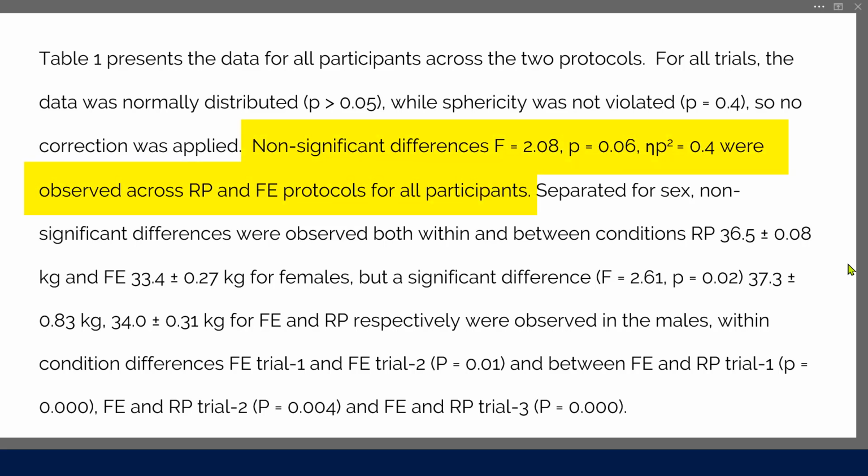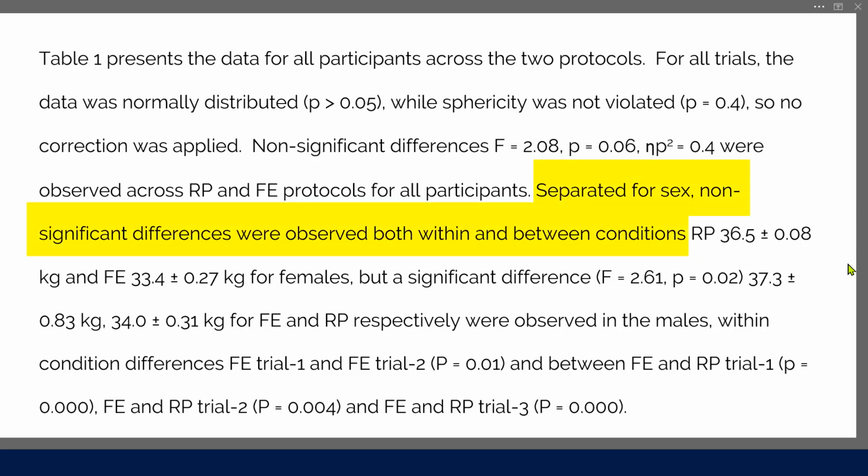Non-significant differences, F equals 2.08, P equals 0.06, and then this, what's called NP squared. NP squared is just an abbreviation for partial eta squared, and it's a way of showing an effect size from an ANOVA, were observed across the RP and the FE protocols for all participants. But if you remember, one of the hypotheses in this paper was to do with sex, males and females. Separated for sex, non-significant differences were observed both within and between conditions.